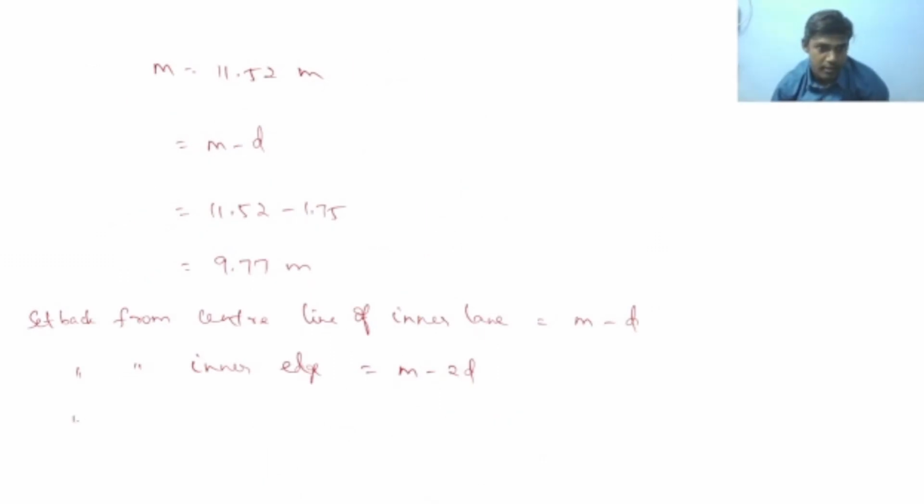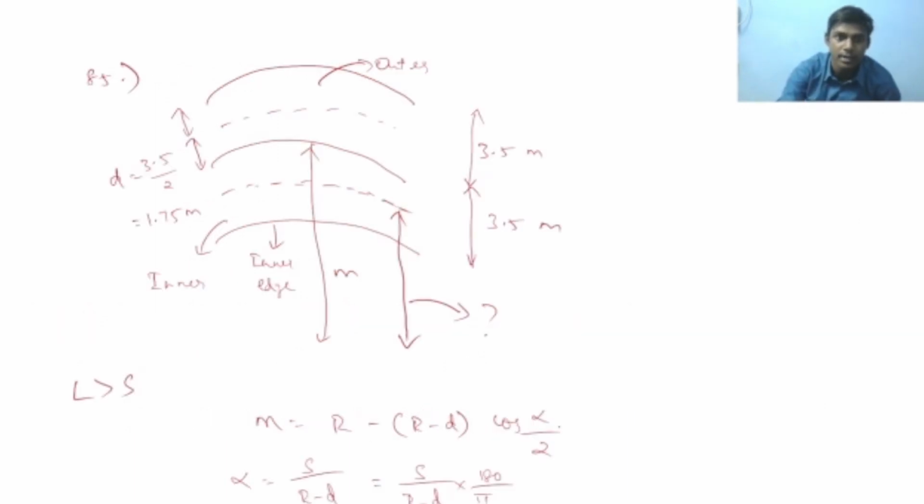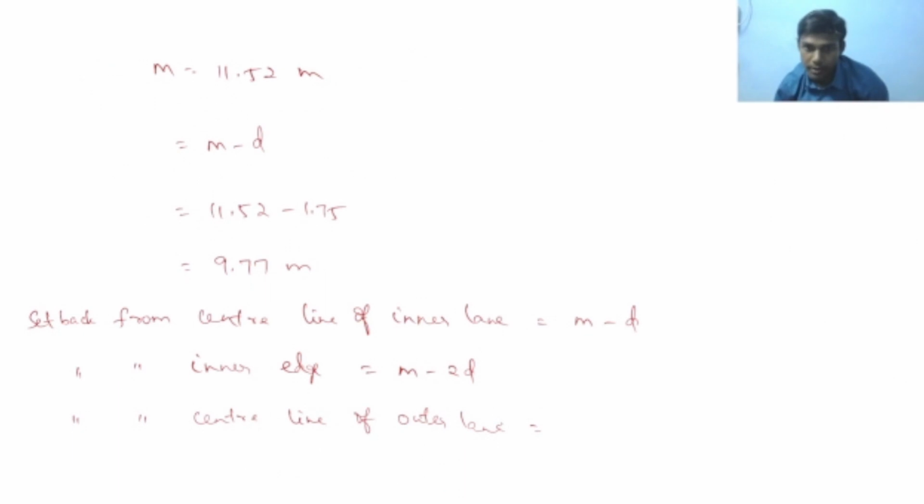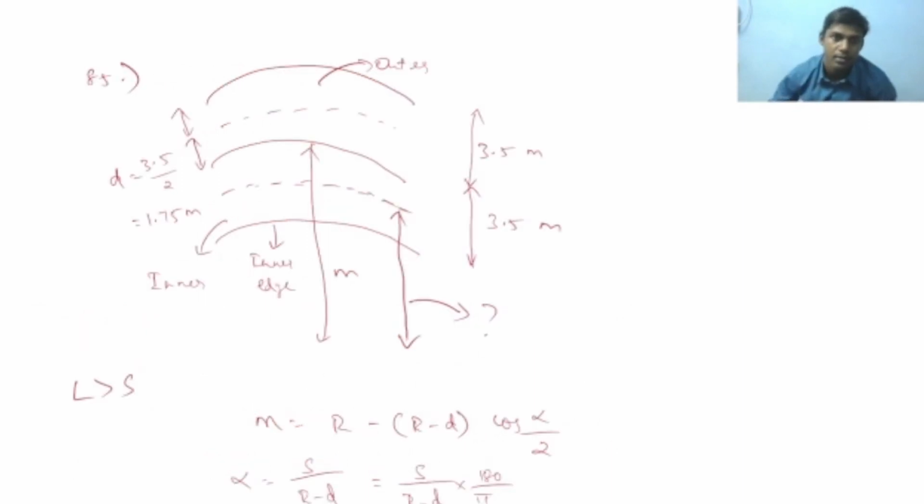Now again, setback from center line of outer lane. If they tell to find out from center line of outer lane, it is nothing but m plus d. And setback from outer edge is equal to, you have already guessed it, that is m plus 2d. So outer edge is nothing but this one. So this is what outer edge.